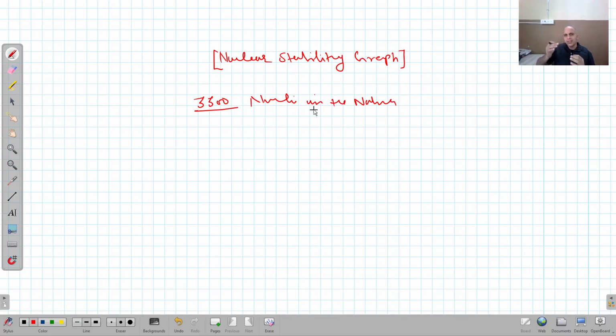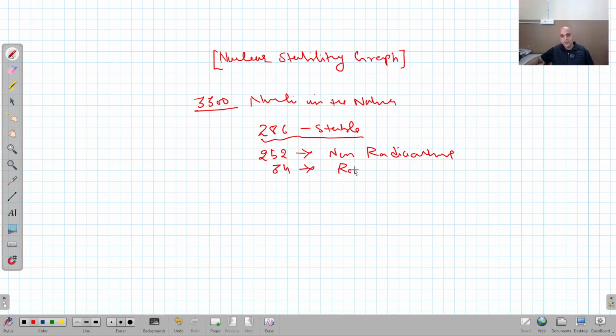Now out of those 3,300 nuclei, it is found that only 286 are stable, whereas the others are unstable. Right? Now, in these 286 stable nuclei, we have 252 nuclei which are non-radioactive, whereas 34 nuclei are radioactive. These 34 nuclei are also included in the list of stable nuclei.